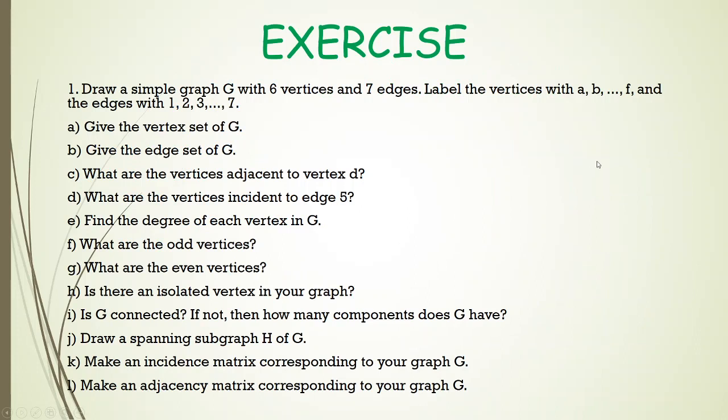Okay, and here are the exercises. Please answer the following exercises. So you have four numbers. First, you draw a simple graph G with 6 vertices and 7 edges. And then you label the vertices with A, B up to F, and the edges with the numbers 1, 2, up to 7. And then after which you determine the vertex set of G, you give the edge set, and then determine the vertices that are adjacent to vertex D, and so on.